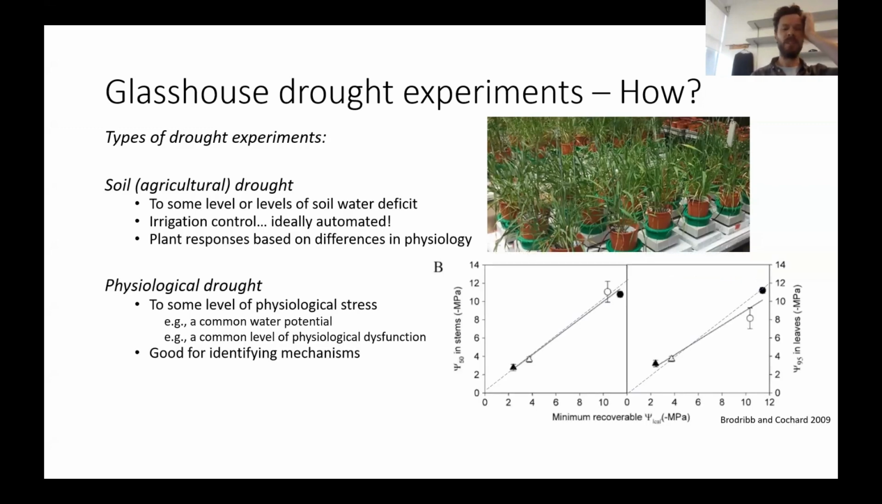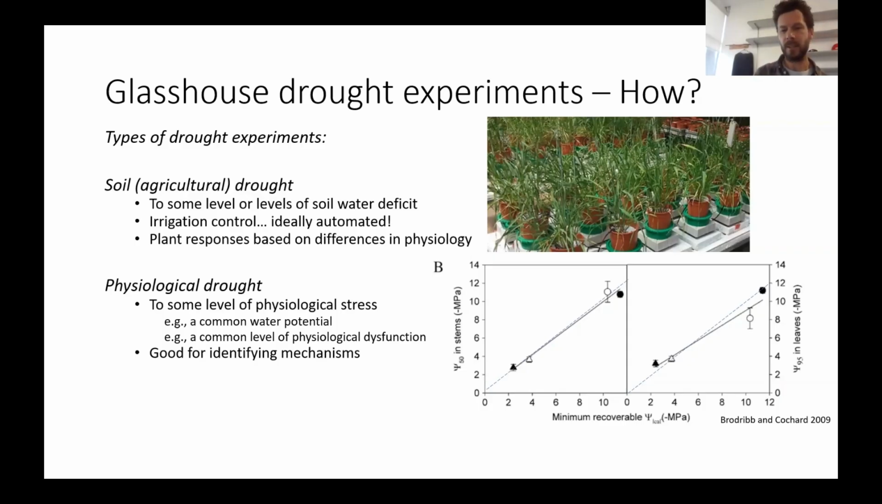Another form of drought might be just a physiological drought you might be interested in. And for these, you drive plants down to a common level of water potential, which is a little bit similar to the soil drought approach above. Or you may dry plants down to a common level of physiological stress. So these are some data from Tim and Hervé, where they've dried down plants in a controlled experiment to a level of water stress associated with a particular level of hydraulic dysfunction. It's associated with a 50% loss of hydraulic function in the stems.